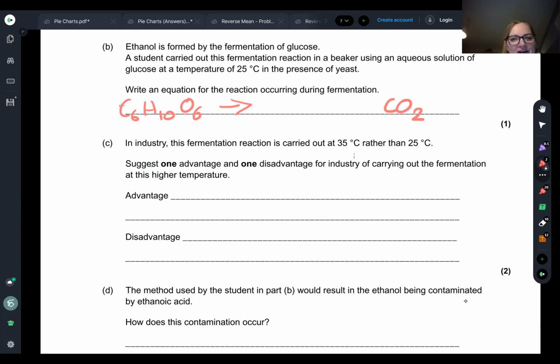Okay, so we've got glucose. We've got our carbon dioxide, and obviously the other thing that we need is our ethanol. We're obviously going to need to balance this at some point, but let's just pop our ethanol in first, which is C2H5OH. So that's the important bits that we know then. And then we just need to double check the balancing.